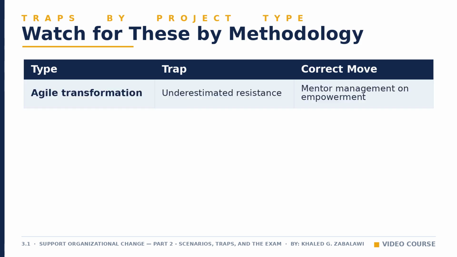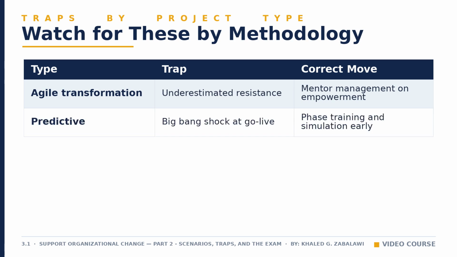In an agile transformation, the trap is launching without management support for empowerment. If leadership keeps a command and control mindset while the team tries to self-organize, the change collapses. Mentor management on empowerment rather than forcing the team back into rigid artifacts. In predictive projects, the trap is saving all change activity for go-live, terrifying users the week the new system launches. The correct move is phased delivery or simulation labs introduced earlier, so people build competence gradually instead of facing everything at once.